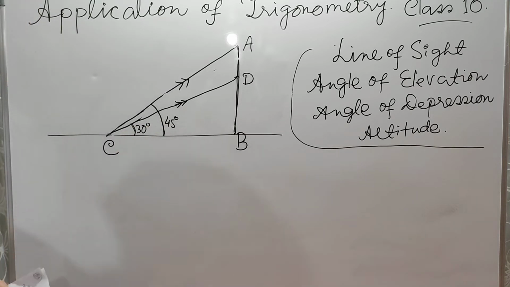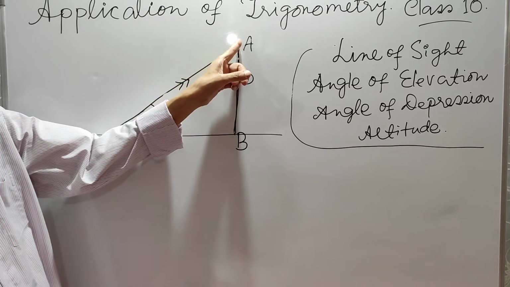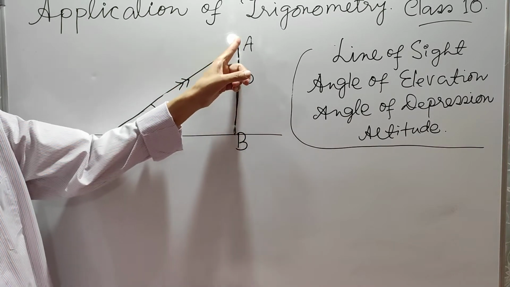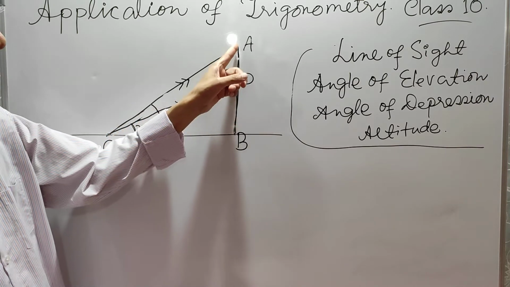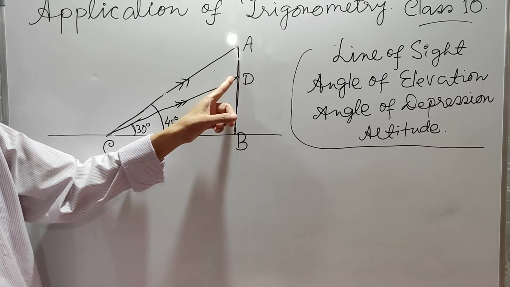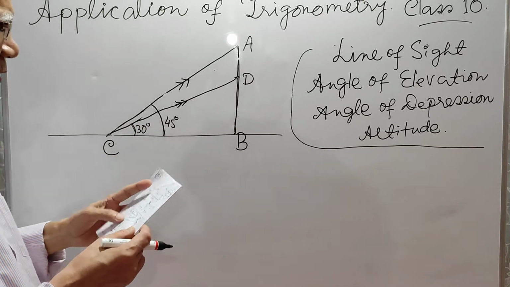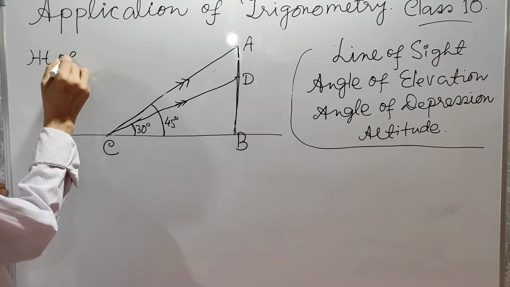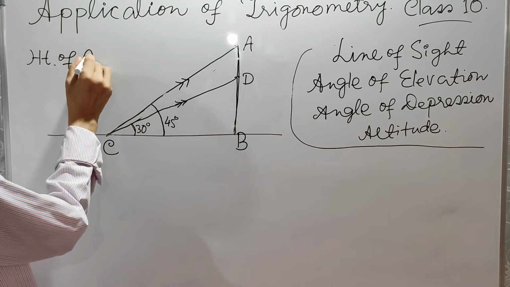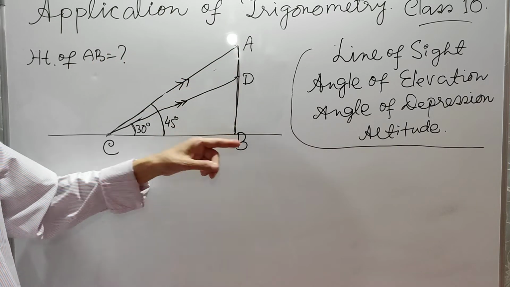You followed? So from the position C, an observer looking at the tip of a pole, the angle of elevation is 45 degrees. Again he is looking at a point D just below the tip. Then the angle of elevation is found to be 30 degrees. Now the question is, find the height of the pole. So you have to find out the height of the pole, height of AB. Height of AB equal to what?